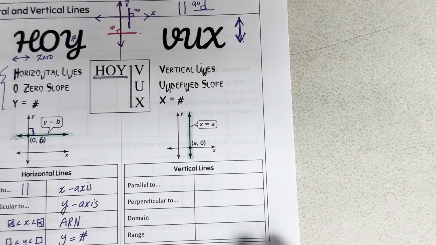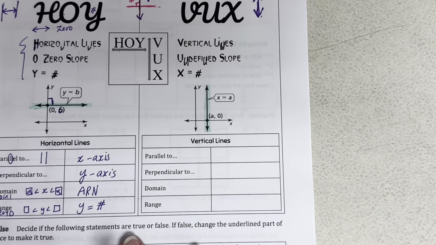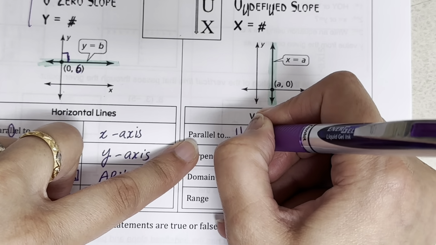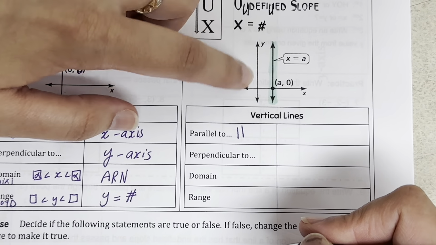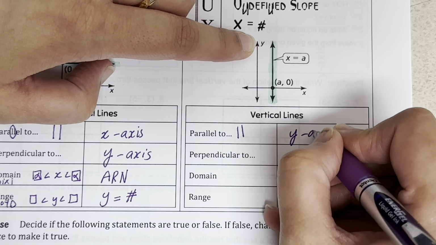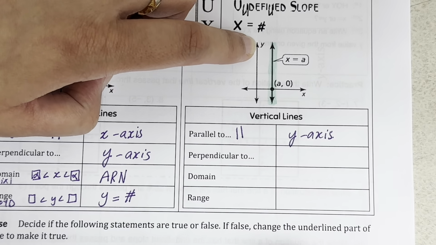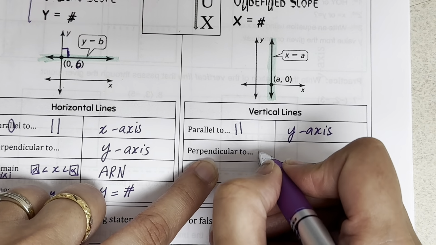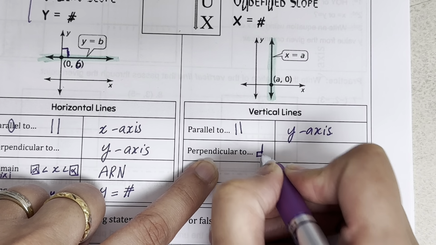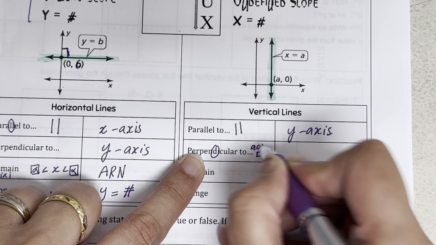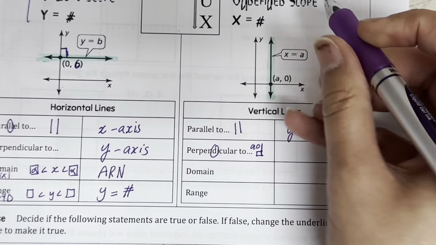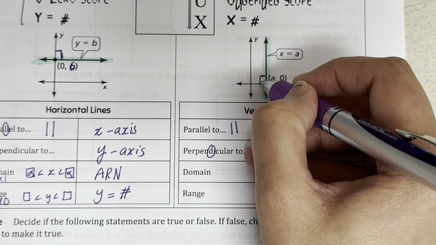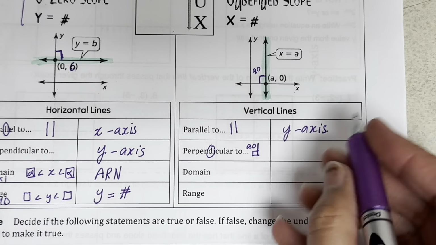Now I'm just gonna look at my graph and answer these questions in the bottom. You can do it on your own as well and check with mine. Parallel to, parallel. So this line is parallel to y-axis, because it's running side by side. Perpendicular, that is 90 degrees. So I'm gonna look for with which axis this line is making a 90. So it appears to be over here with the x-axis.